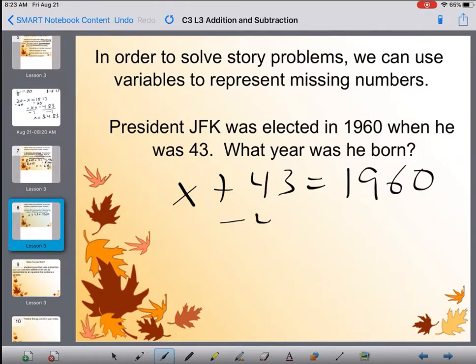Take 43 away from each side, because we can see here that 43 is what keeps x from being by itself, and whenever we're trying to solve for the unknown variable, we want to isolate it on one side of the equation. And again, we call it an equation because there's an equal sign in the middle. So therefore, 1960 minus 43, that looks like it's going to be 1917. Yep, because 1917 plus 43 would give us 1960. All right, so he was born in the year 1917.